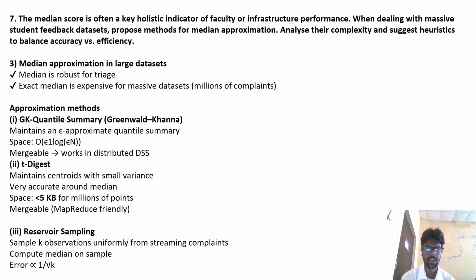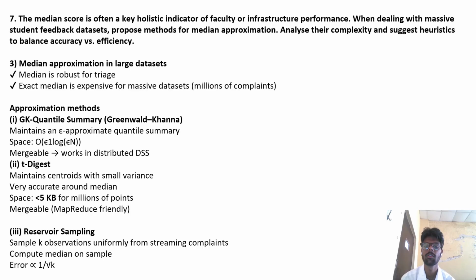In question 7, the median score is often a key holistic indicator of faculty or infrastructure performance. When dealing with a massive student feedback dataset, propose a method for median approximation, analyze its complexity, and suggest heuristics to balance accuracy versus efficiency.